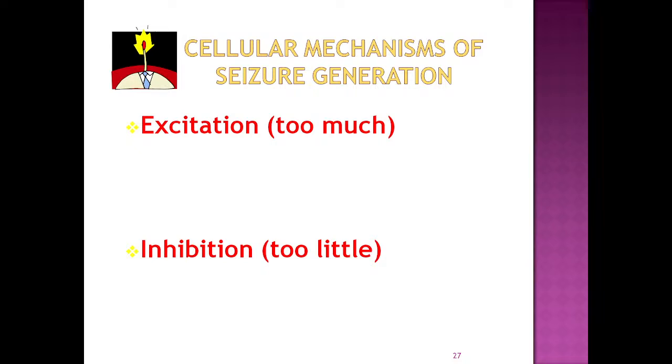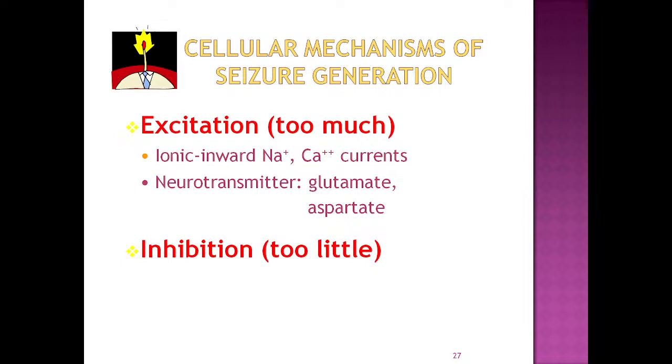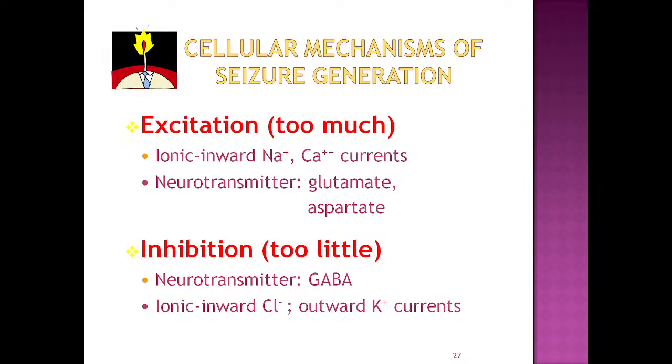But there is another variety of calcium channels called T-type calcium channels. T-type because they execute the thalamic current in the brain. So that's why they are called T-type. So those T-type calcium channels are also involved in inhibitory activity. So sodium calcium currents, excitatory neurotransmitters like glutamate, aspartate, inhibitory neurotransmitter GABA, chloride ion channel, outward potassium currents. These are what we focus on when we talk about the drugs used for seizures.